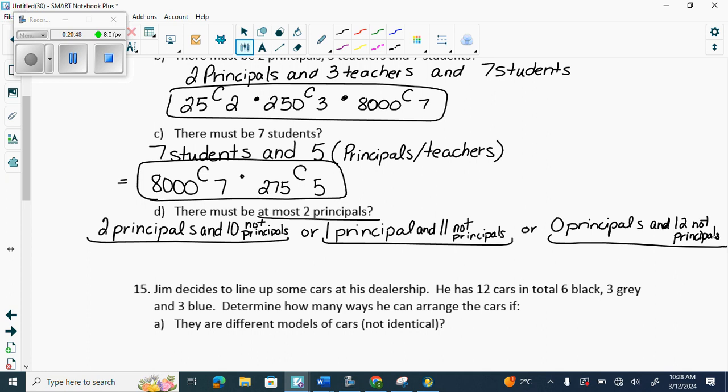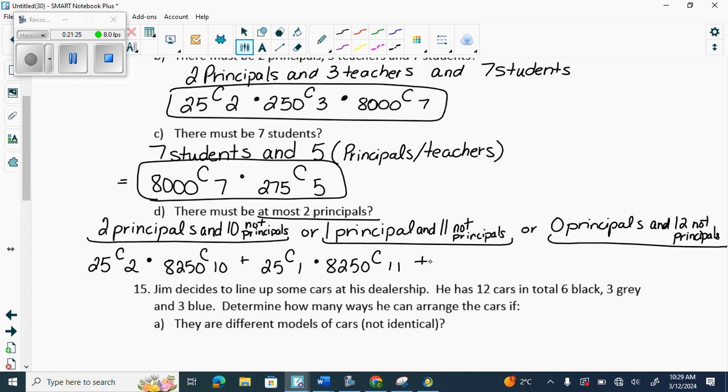So principals, how many principals are there? 25, and I can choose 2. And means I do what? Multiply. And add don't go together, right? And add do not go together, too similar. And multiply. And then not principals would be 8,250. 8,250 C10. Plus 25 C1. We start all over again with all of our numbers. And 8,250 C11. Or do I need 25 C0?